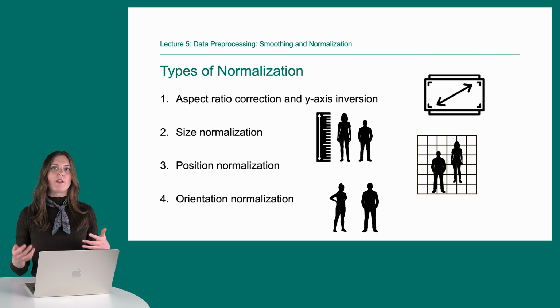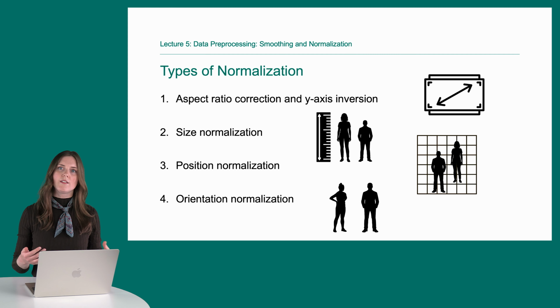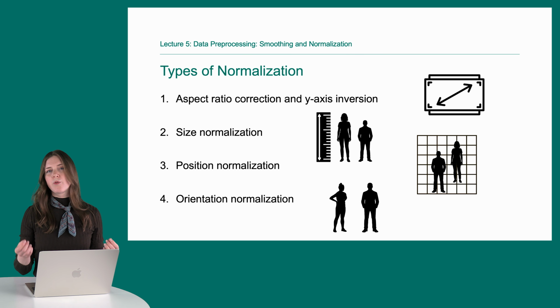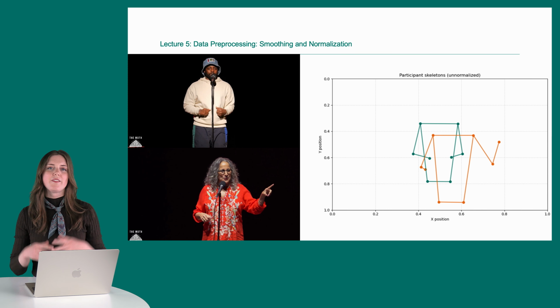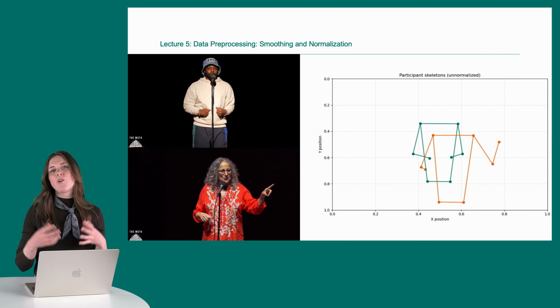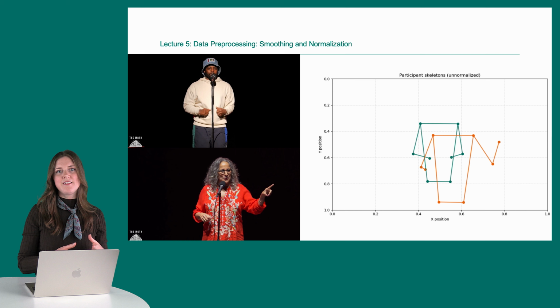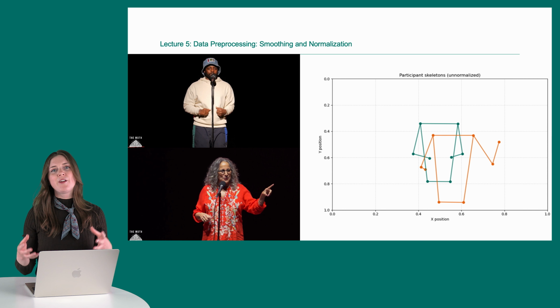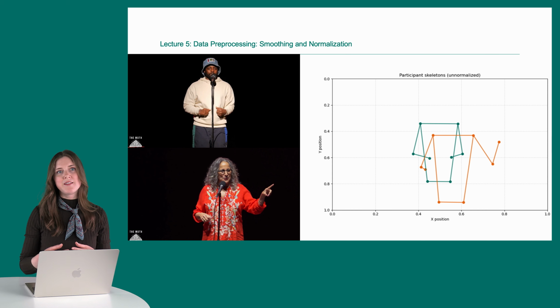And there might be variability in how participants are oriented due to differences in camera angle. This one is a little bit more difficult to correct for, but we'll give you some tips. As you can see, if we take any two participants and plot their raw, unnormalized skeletons in coordinate space, they don't overlap very closely. The goal of normalization is to make these skeletons as similar as possible across participants.